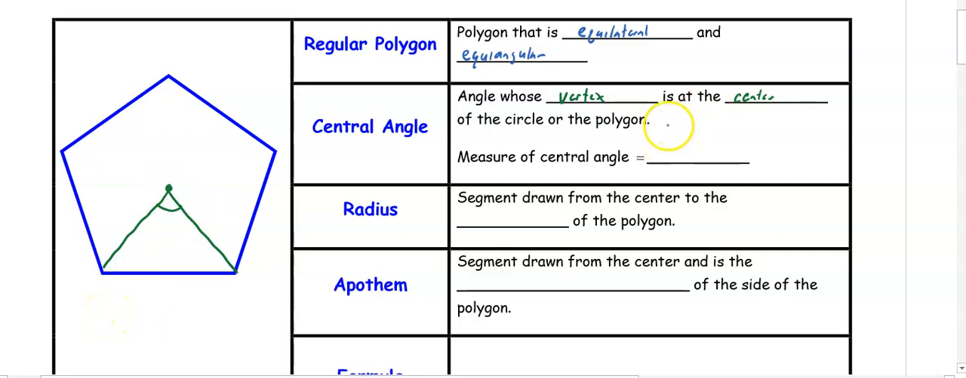The measure of the central angle is always 360 divided by the number of sides. A radius then is a segment that's drawn from the center to the vertex of the polygon. So these lines that are forming our angle are actually a radius. So we'll call that R. The apothem then is a segment that is drawn from the center and is perpendicular to the side. So it's going to split that angle in half and be perpendicular to the side. It's also going to bisect the side length.